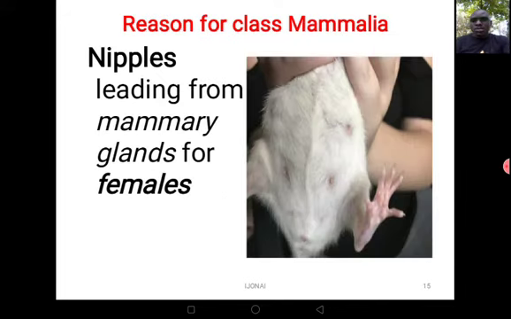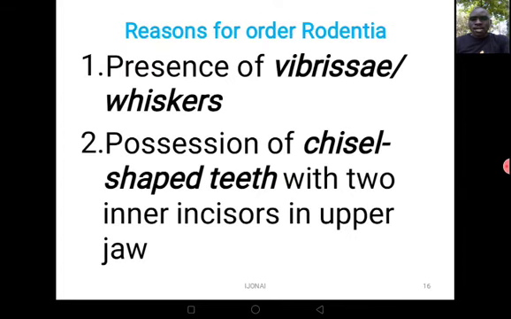Okay. Then we have nipples from the mammary glands for females. So the mammary glands you can easily feel from the abdominal area, the ventral side of the body. You will be able to see some structures there that we are going to call the nipples. I expect you to be able to identify the nipples, and even to count them. That is where the young ones get their food from. They breastfeed. They suck the nipples.